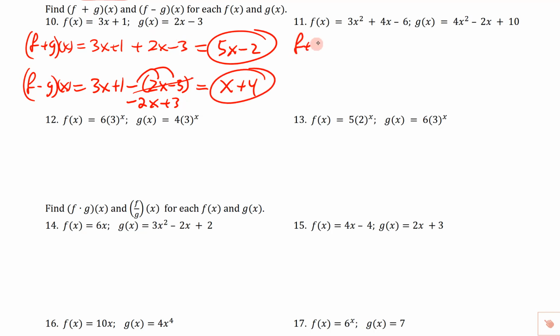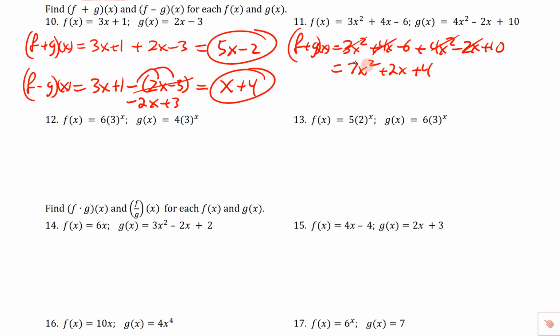So we want to do f plus g of x. So we're going to have 3x squared plus 4x minus 6. And then we're going to add this stuff right here. So 4x squared minus 2x. And I'm showing tons of work here. Let's see what we get when we simplify here. Combine those like terms, 7x squared. Done with those guys right there. Combine those, we get 2x. Done with that. And then we got a minus 6 and a plus 10, so that's going to be a plus 4 altogether. So that's what we get when we add them together.